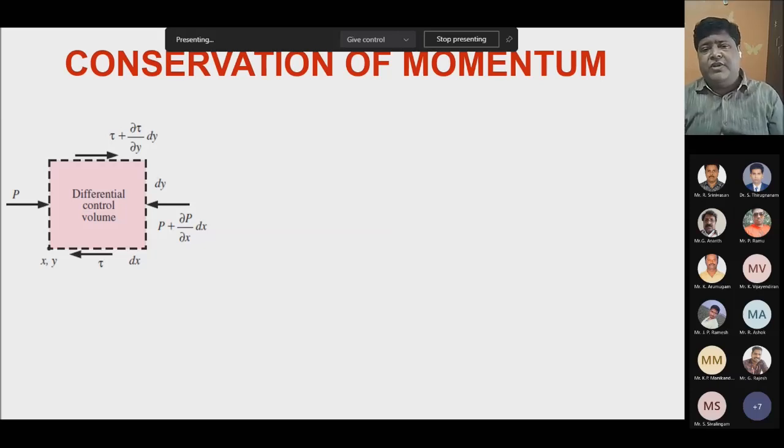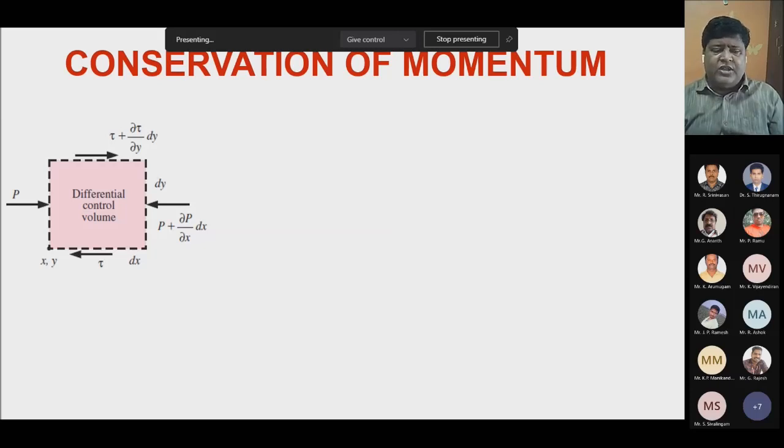So here again we are using the generalized equations. Since the fluid is in motion, we have the conservation of momentum equation. Momentum comes from Newton's second law, F is equal to ma. Force is nothing but mass into acceleration. Suppose a fluid is flowing in a pipeline or over a small flat plate. Imagine a small control volume which is having fluid in it.